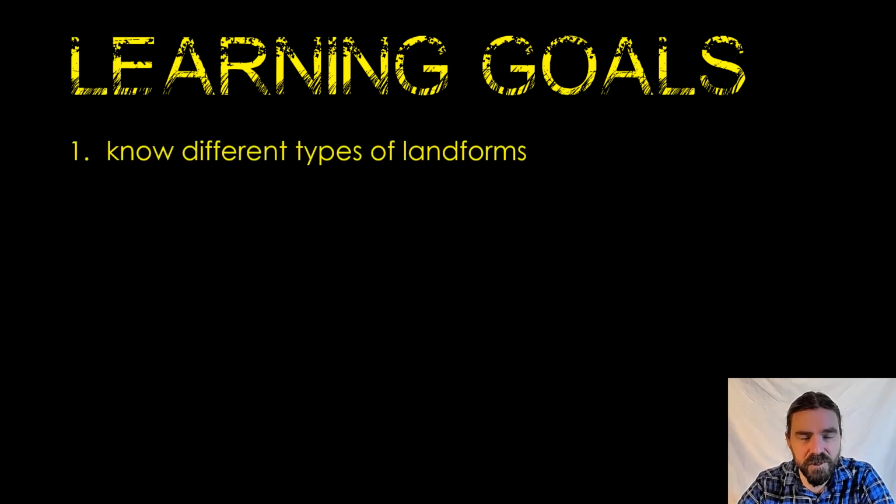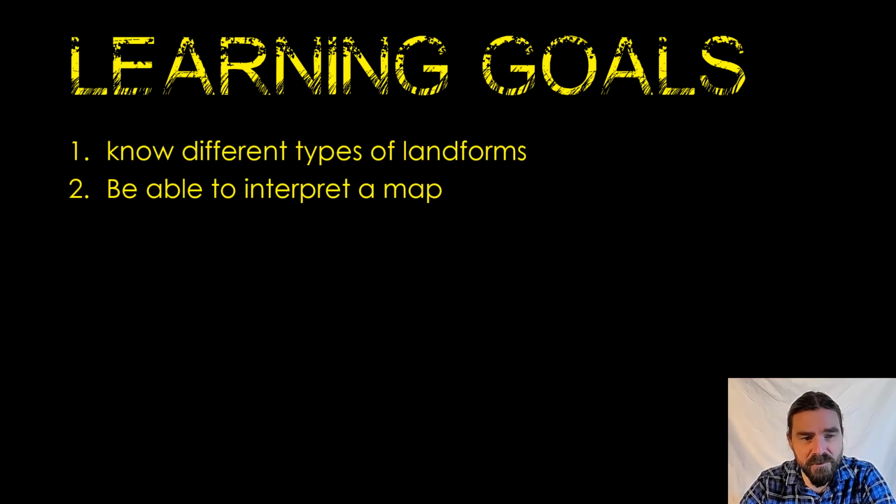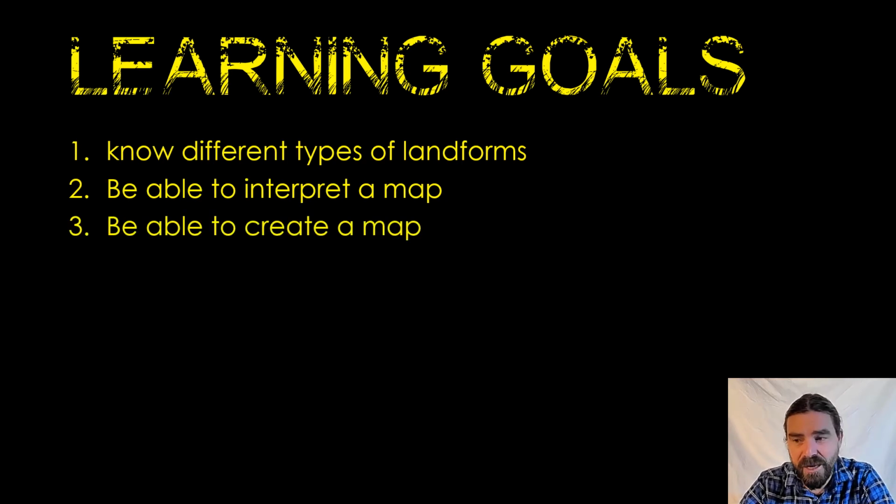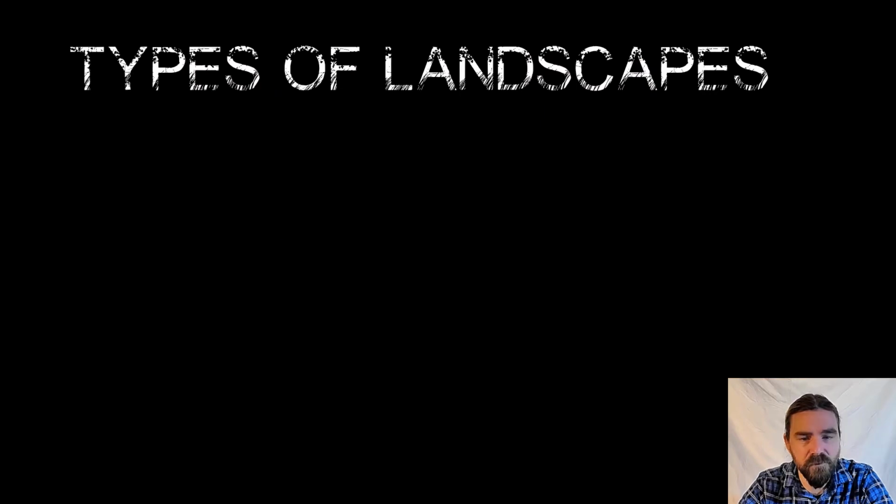So our learning goals today, you're going to know different types of landforms. I think I said there were 8. You're going to be able to interpret a map. We're going to look at quite a few maps today. You're going to be able to create your own map. Woo, a very simple one. So let's do that.